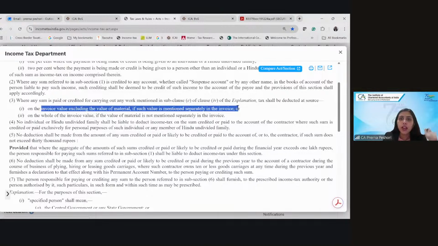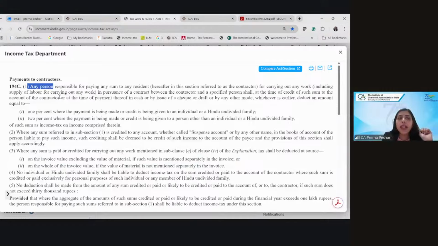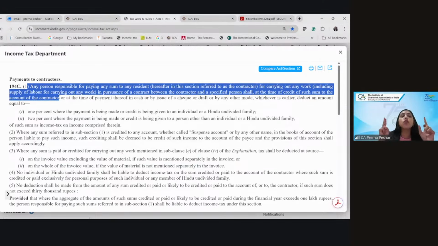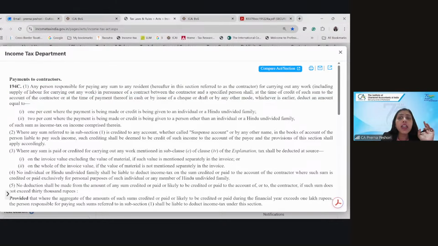Fine. Okay. So what they're trying to say is that under 194C, only when there is a contract of work, only then it will be covered under 194C. So any person responsible for paying any sum to any resident for carrying out any work in pursuance of the contract. Are we clear? Yes. So we have understood what is the work contract. Clear?